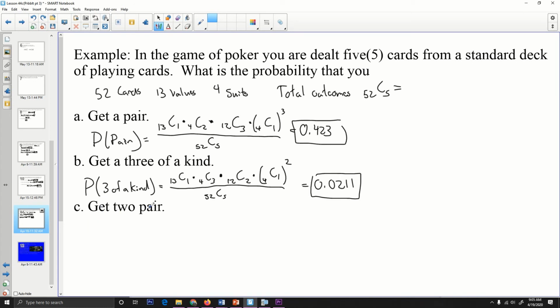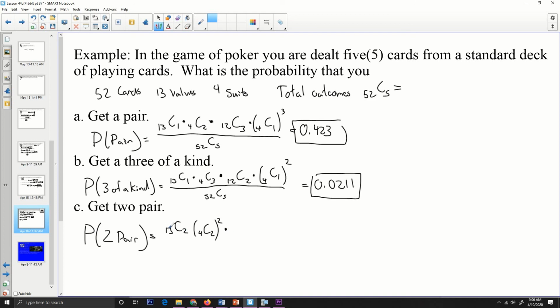All right, so for the last one, they want us to find 2 pair. Now to calculate this one, again, there are 13 different values. And since we want 2 pair, we are going to choose 2 kinds to get the pairs. Each of those 2 values that we've chosen has 4 cards, and since it's a pair, we're going to choose 2 of those. So we're going to have 4 choose 2 for the first value, and then we're going to square that so we can have 4 choose 2 for the second value for the second pair.